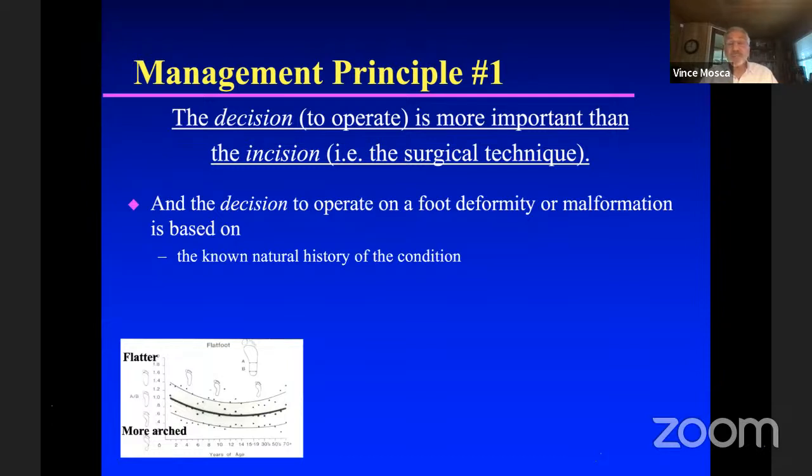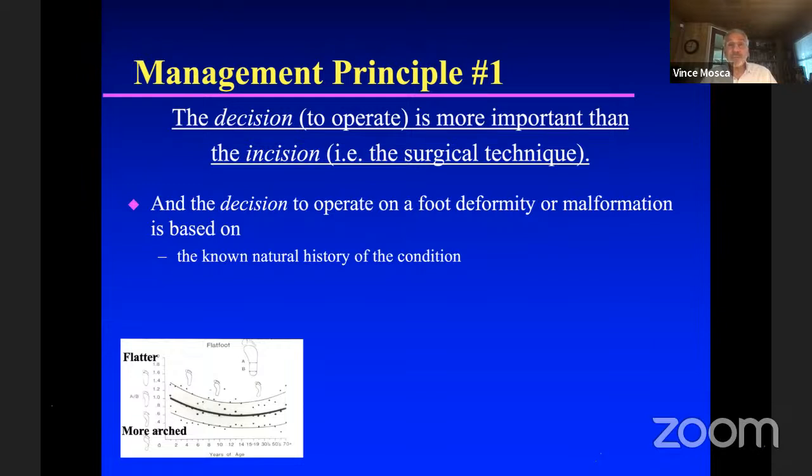But the arch develops in most by early teenage years. 20 to 25% of adolescents and adults are flat-footed. And unless they have a tight Achilles tendon, it's just another foot shape. A flat arch, a low arch, is just like being short-statured. It's not a disease. It's a difference. So we need to know the natural history.